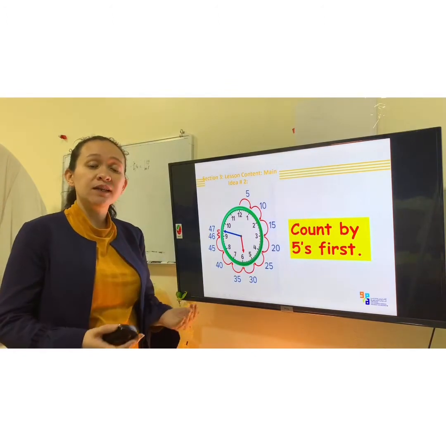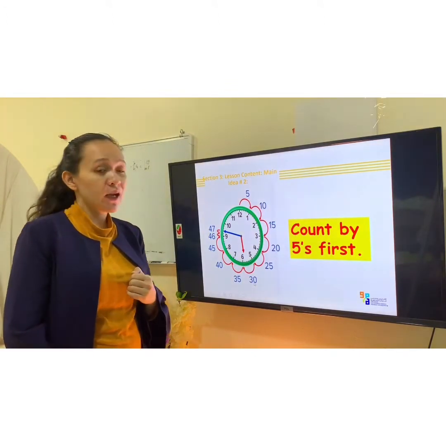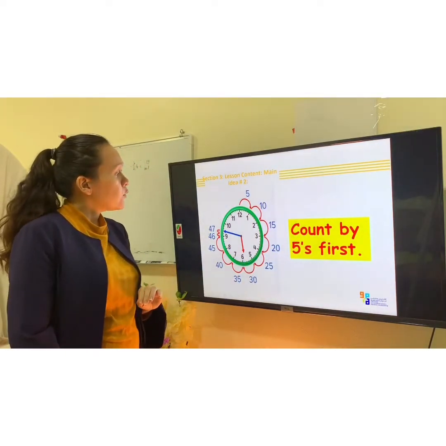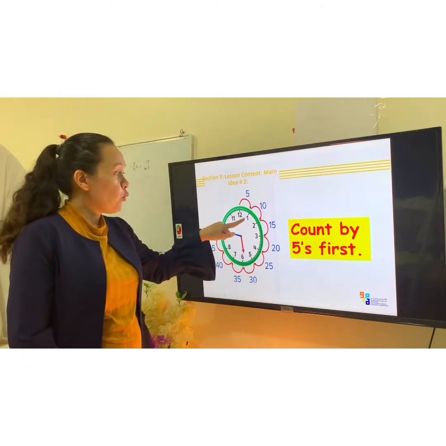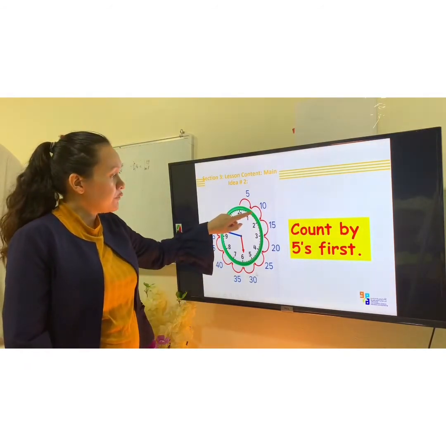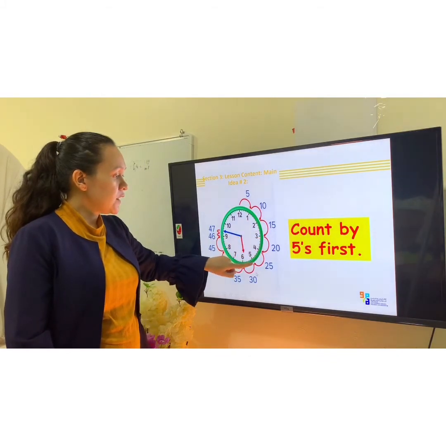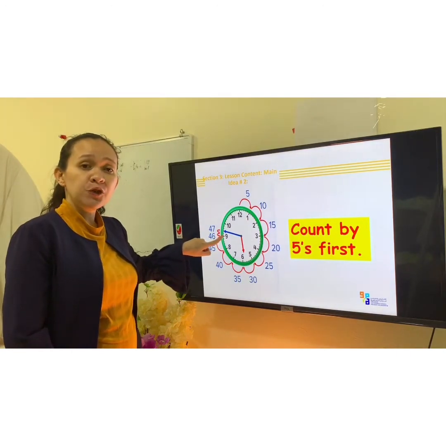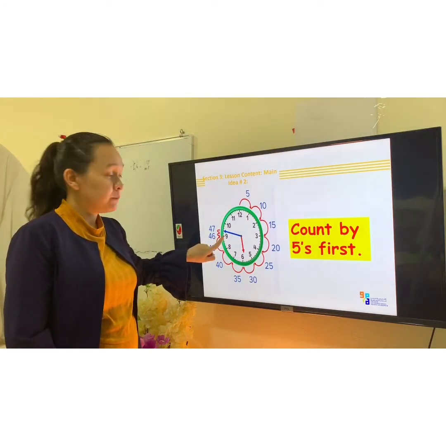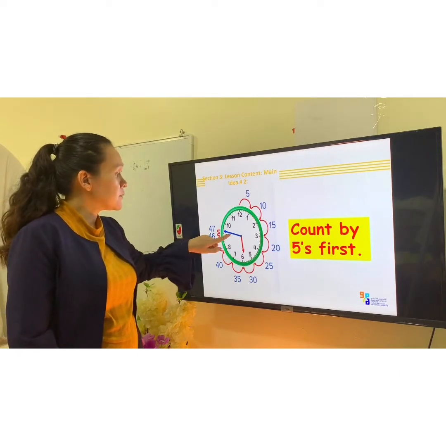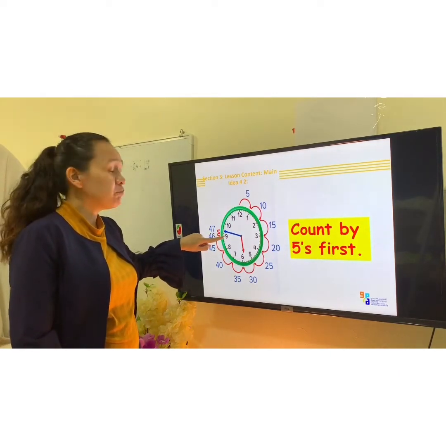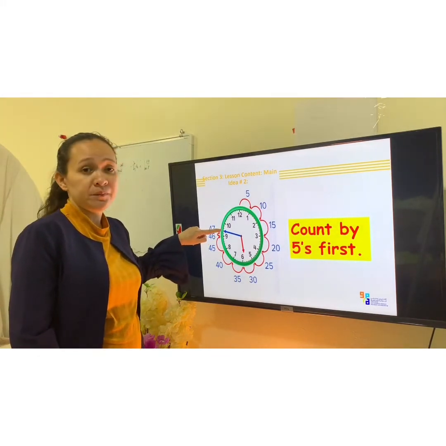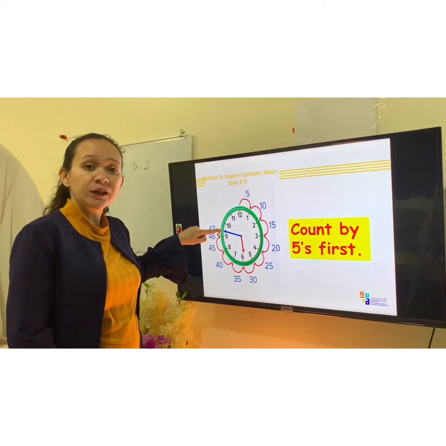How are we going to read the minute hand? All you have to do is to count by 5. I have here the clock. Now, we are going to count by 5 from 1. Now let's start. 5, 10, 15, 20, 25, 30, 35, 40, 45. If you notice, we stop at 45, but the longer hand is pointing here. So we are going to count by 1. From 45, we will move to 46 and 47. So the minutes now is 47.